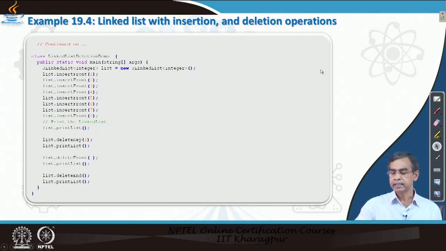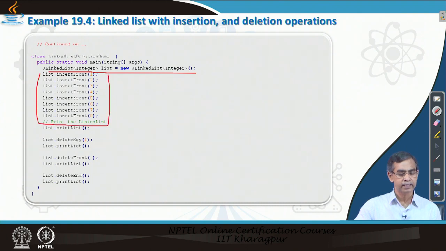Now, here let us see, again we have to create a linked list. Let the name of the list be list, and we just insert a few nodes into the list. Here we insert the numbers 1 to 8. After the list is loaded, we print the list, and then subsequently we follow certain deletion operations. Here delete key, that means it will delete this node, then delete front, delete end. You can call many other delete methods here also.